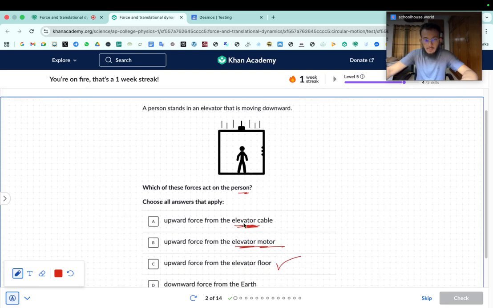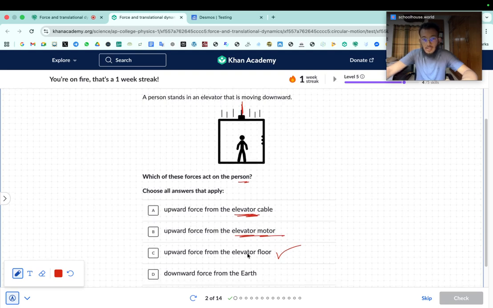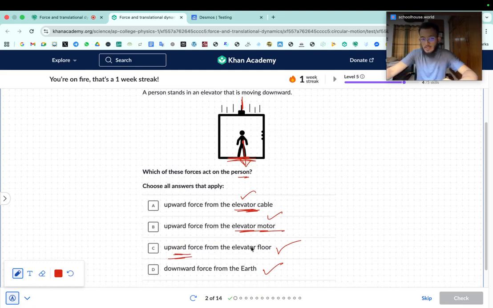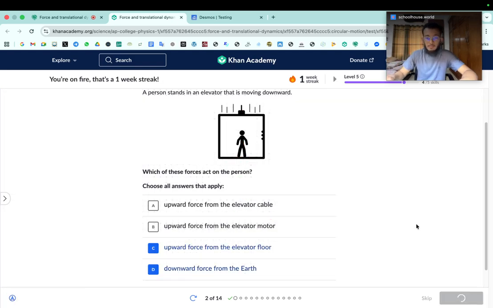That's correct, because the upward force from the elevator cable is not on the person, and definitely not the motor. Downward force from the earth, obviously, it's always acting on all objects, so this is correct. And upward force from the elevator floor, because the person is only standing. Other forces, like these, are contact forces. So if the person does not have any contact with these, how can they have a force, right? The person is only in contact with the floor, and hence we can have the upward force. But the earth's force is not a contact force, it's a non-contact force, so it can act independently. So that's why we select C and D.